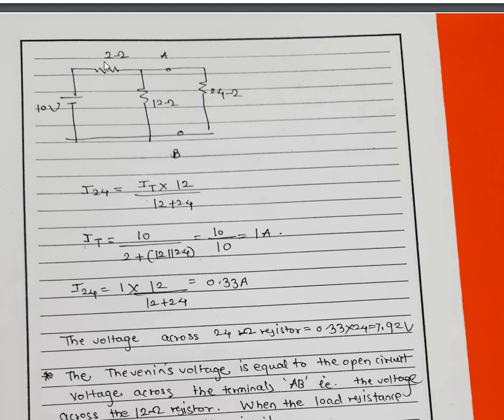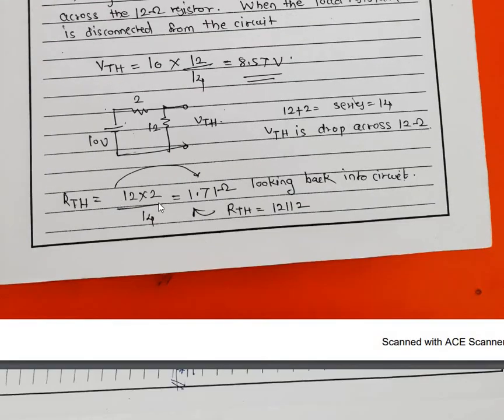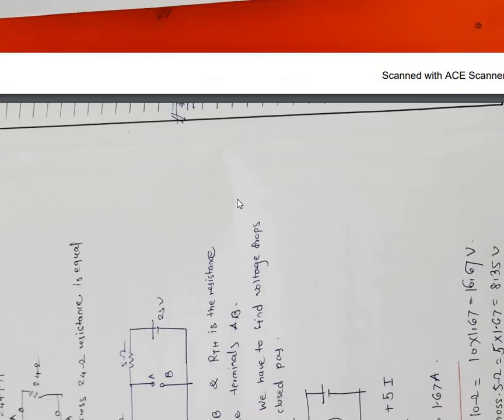So therefore 2 and 12 will be parallel. So 12 into 2 divided by 12 plus 2. This is the calculation, 12 into 2 divided by 12 plus 2. This is going to get shorted, therefore 2 and 12 will be parallel, and the resultant resistor coming out to be RTH, that is 1.71 ohm.